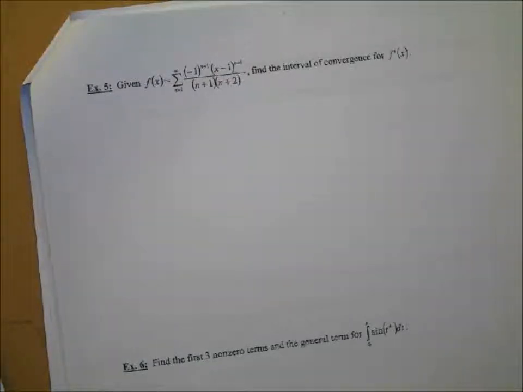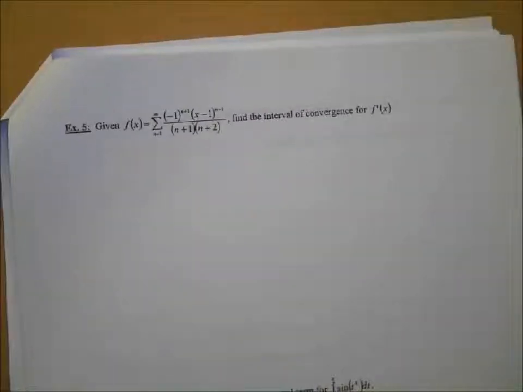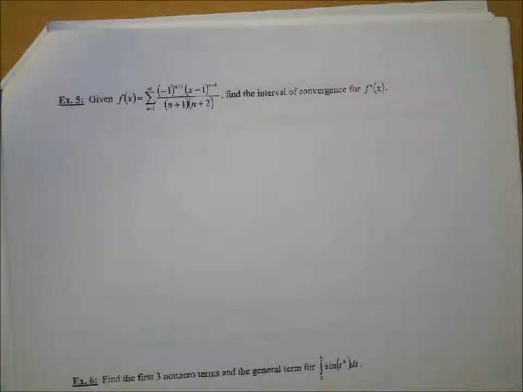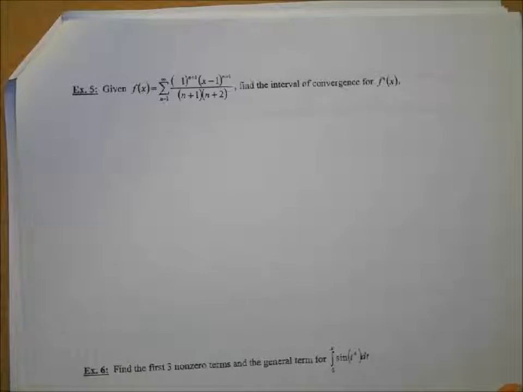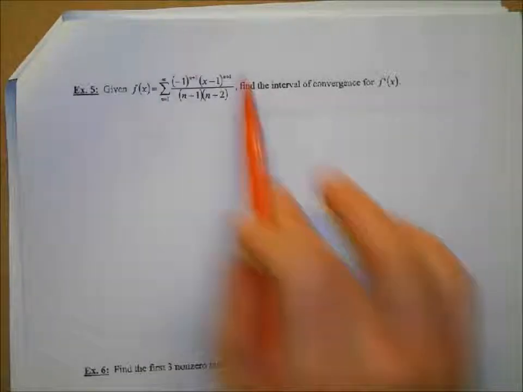Given that f of x is equal to the sum from 1 to infinity of that mess, find the interval of convergence for f prime of x. Interval of convergence, we know how to do that, but before we can go about doing our interval of convergence stuff, what do we need to do first? Take the derivative of this junk right here.